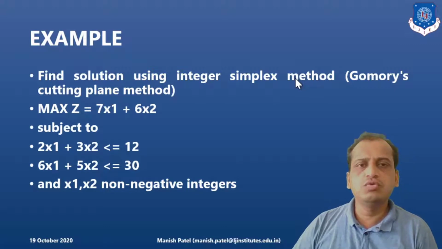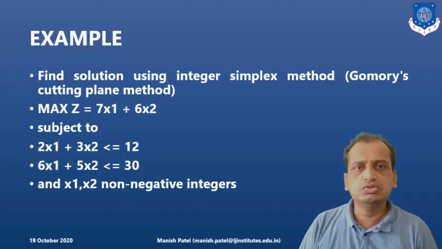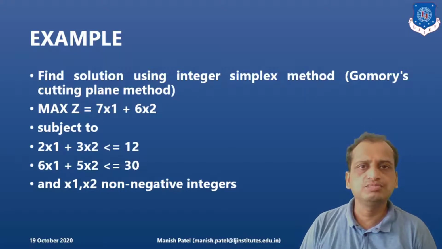There are a couple of methods to solve the integer programming problem. First and foremost is the graphical method. Second is the branch and bound method. Third is the Gomory cutting plane method, which is an extension of the simplex method. We will solve an example using the extended simplex method to solve the integer programming problem.